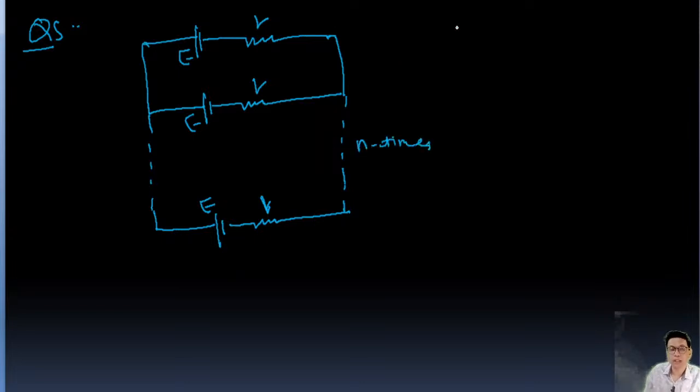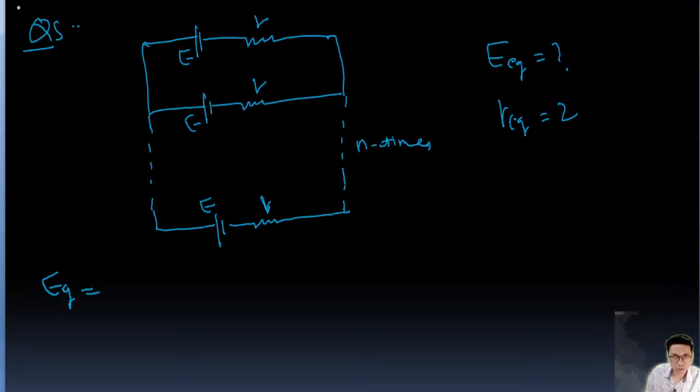So we need to find out equivalent E and R equivalent. Equivalent resistance and equivalent voltage we need to find out. Very simple. So here you can see N E are in parallel and N resistances are in parallel and N voltages are in parallel. So these are N times. So how are we going to find out? E equivalent formula we know, right?